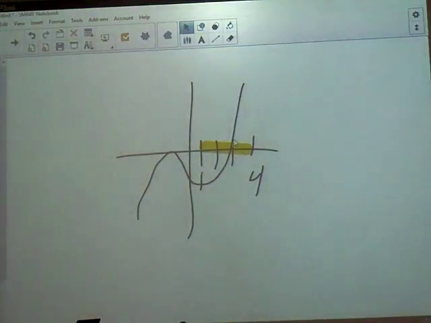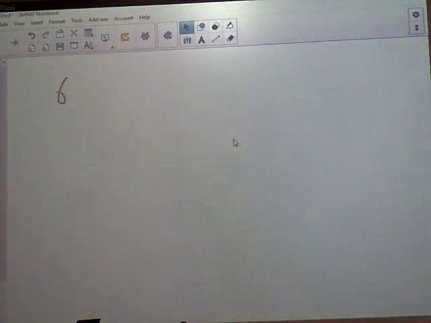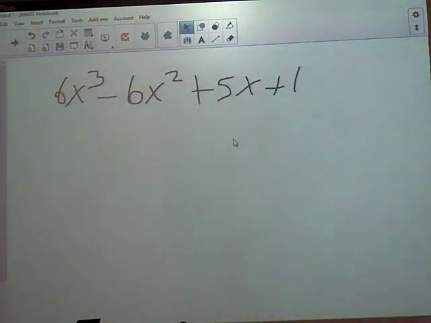Alright, let me write the function. I got 6x cubed minus 6x squared plus 5x plus 6. Alright, Descartes' rule of signs, you can figure out how many zeros you're going to have based on what happens to the signs in this thing. So all you're looking for is going from term to term and seeing if the sign changed or not.